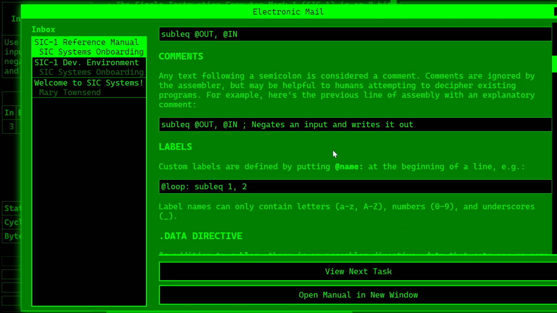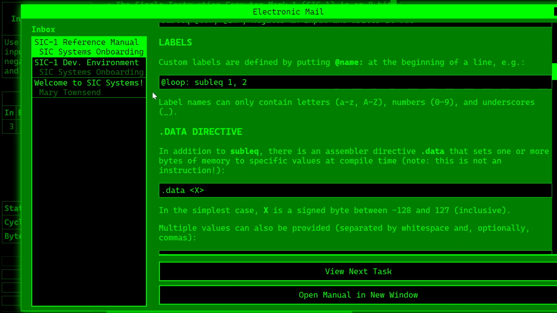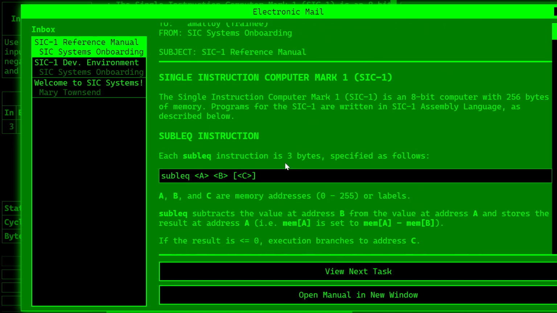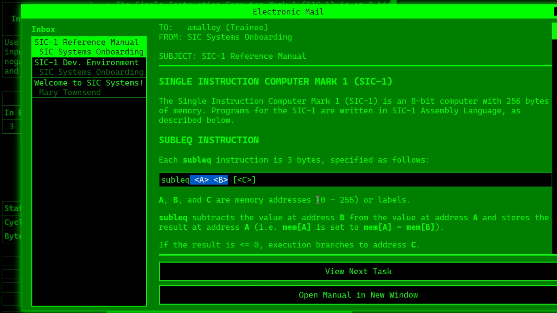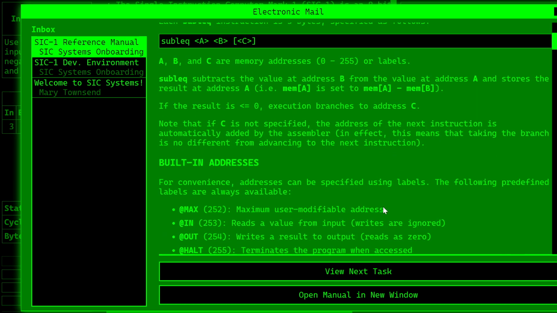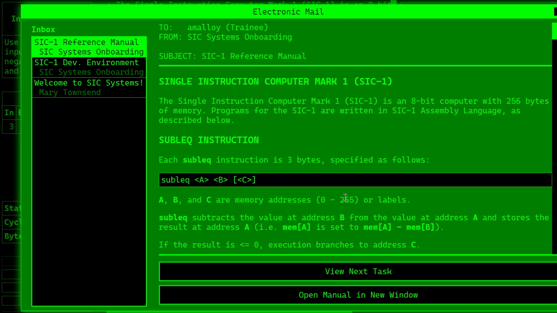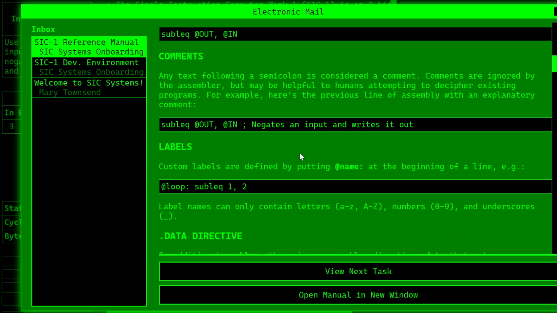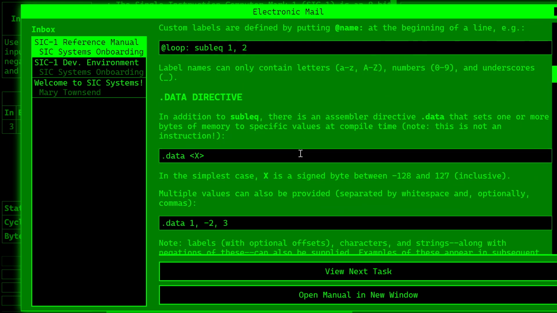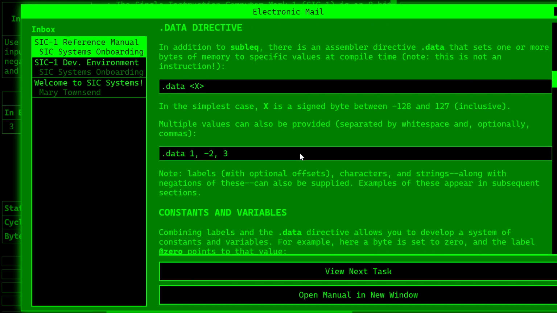Semicolon for comments. Custom labels at name colon. And it makes sense you could have a label that you could jump to, but it did mention that also A, B, and C could all be labels. I'm not sure what it would mean to have a label be A or B here, but I guess that's where we get to the self-modifying code thing. .data. Sets bytes to specific values at compile time. Okay, so we have a little bit more than sublic to work with.